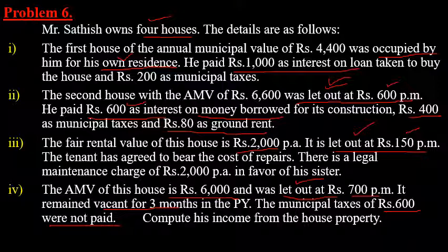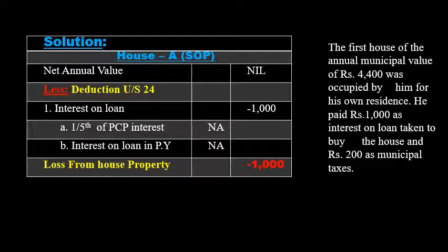So let me start the calculation. Here is the solution for house A, or the first house. It is given in the problem as the first house, but I have considered it as house A, a self-occupied property. This is the format for the self-occupied property. It begins with the net annual value. Net annual value is always nil; it is fixed. Net annual value of self-occupied property is nil. The format starts from the net annual value, and there are no other details related to the format of self-occupied property. So the first house is a self-occupied property.